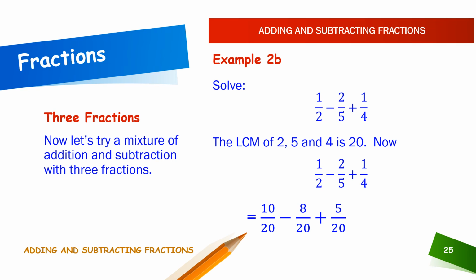Now add and subtract the numerators as shown to give 7, and leave the denominators alone to give 20.